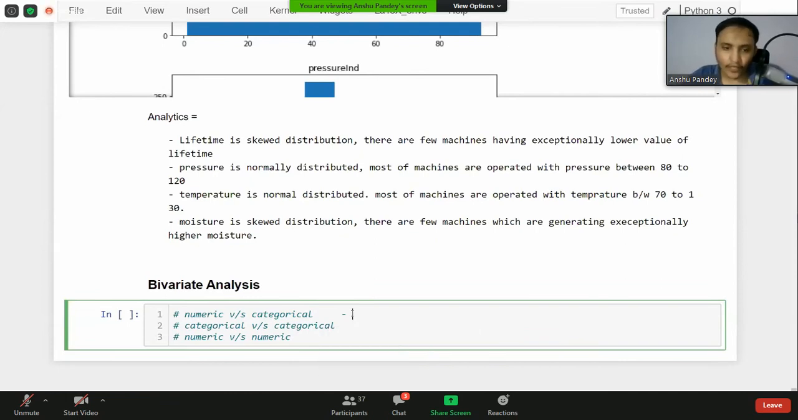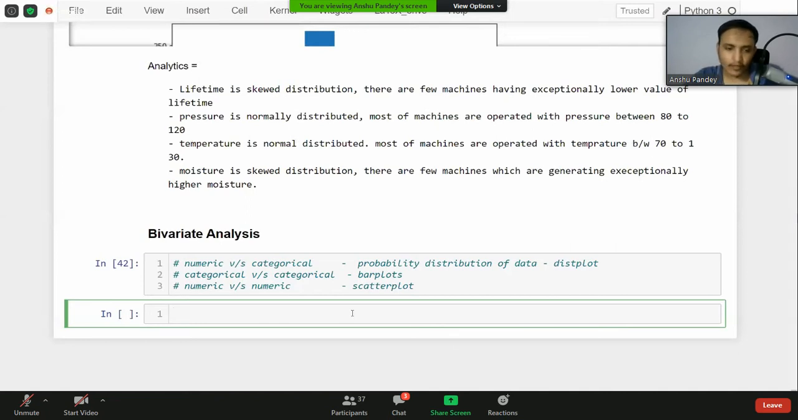Whenever you have to compare a numeric versus categorical, one of the ways to look at it is the probability distribution of data, and we simply call it a distribution plot. Whenever you want to compare categorical versus categorical, one of the ways you can do it is bar plots. For numeric versus numeric, you can do a scatter plot comparison. So these are the multiple options available.